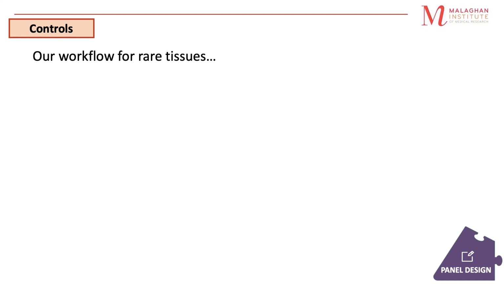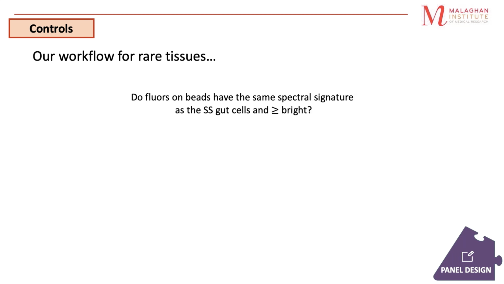Given the difficulty that we had of working with gut tissue, we would have loved to use beads for all our controls, but some bead controls did not unmix well in our panel. So the approach we followed was the following one. First question, can we use beads? Do the fluorophores on beads have the same spectra as in gut cells, and are they equally bright or brighter? If yes, perfect. For this control, we were able to use beads.